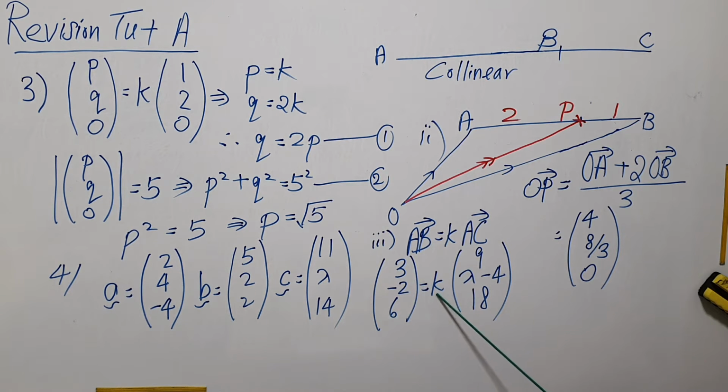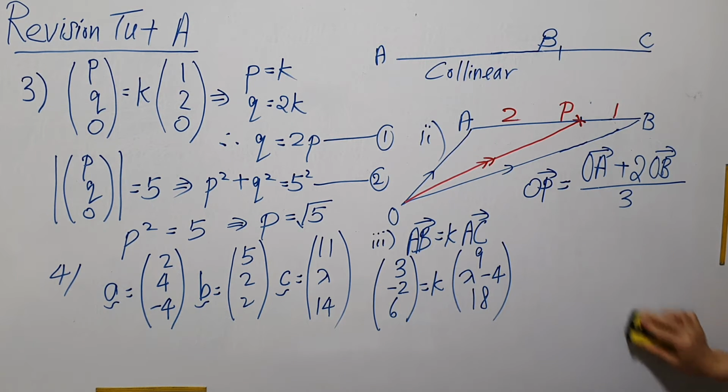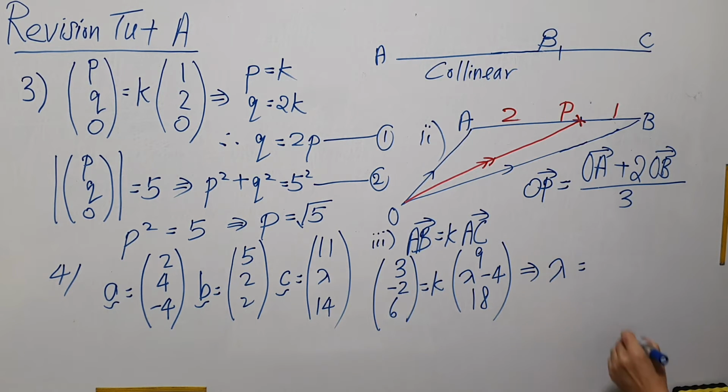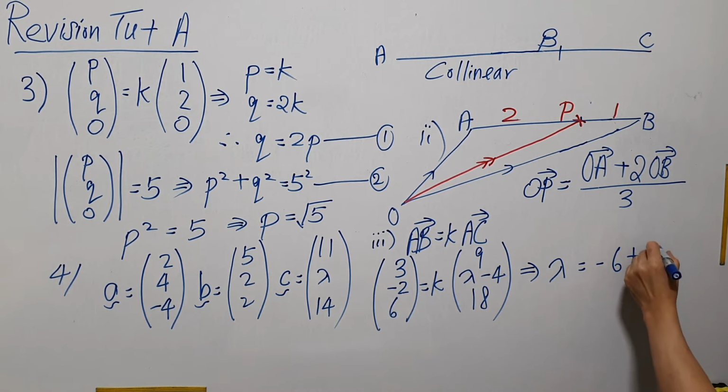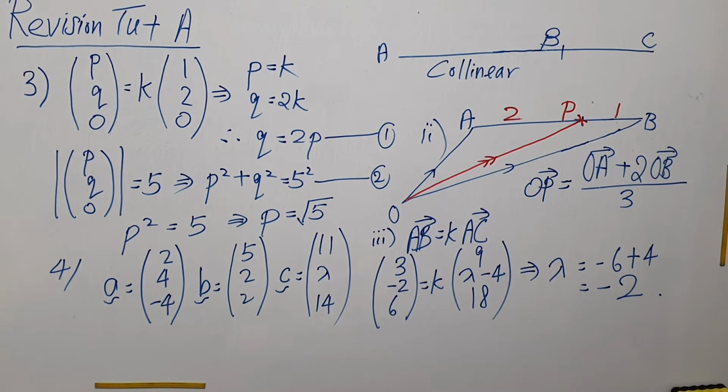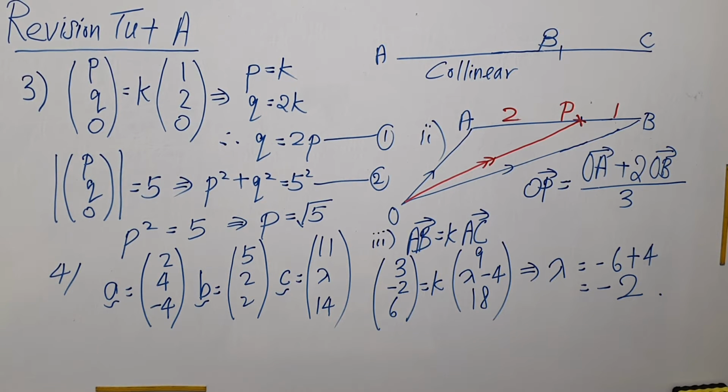So if k is 1/3, then minus 2 is equal to 1/3 of lambda minus 4. And therefore, if k has to be equal to 1/3, that tells me that lambda would have to be equal to minus 6 plus 4, or equal to minus 2. And that is actually question 4. Do pause me if you have to ask questions in class.